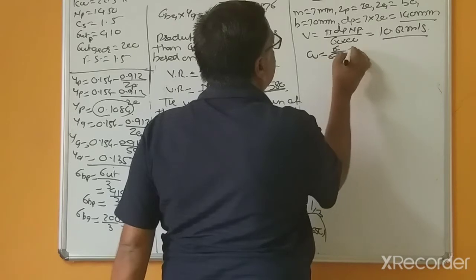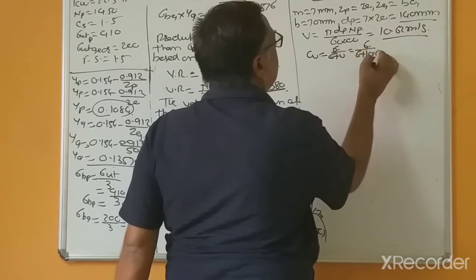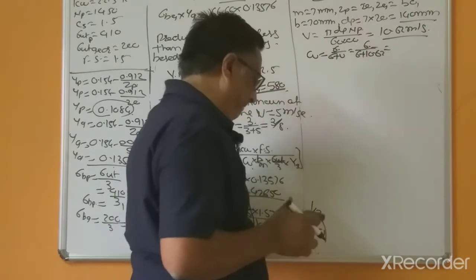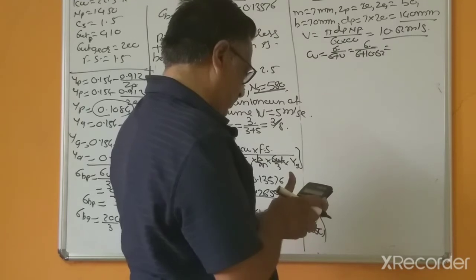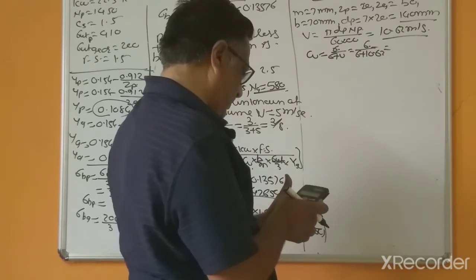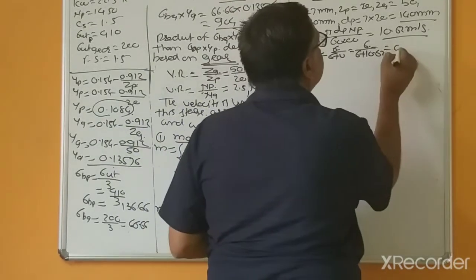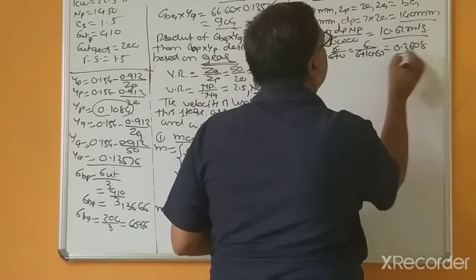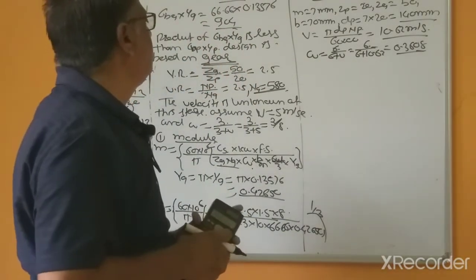So when the pitch line velocity is greater than 10, then CV equal to 6 divided by 6 plus V. So that's why I change, this is now 10.62 plus 6, 1 divided by answer multiplied by 6. This is 0.3608. Now CV is known.